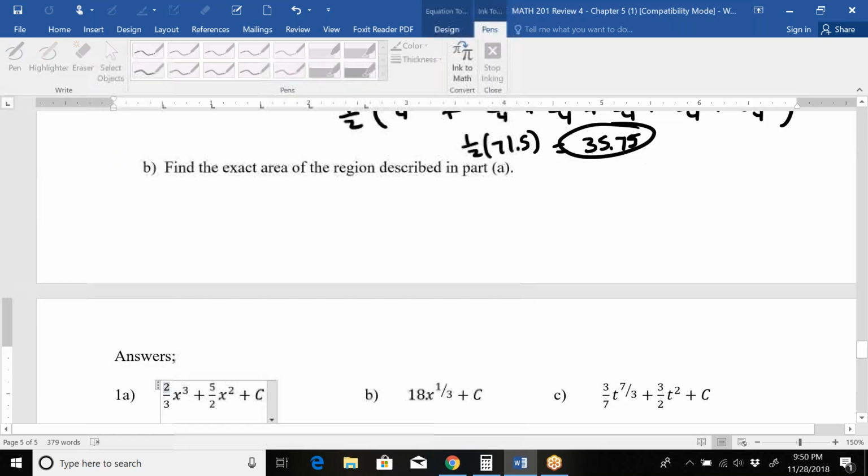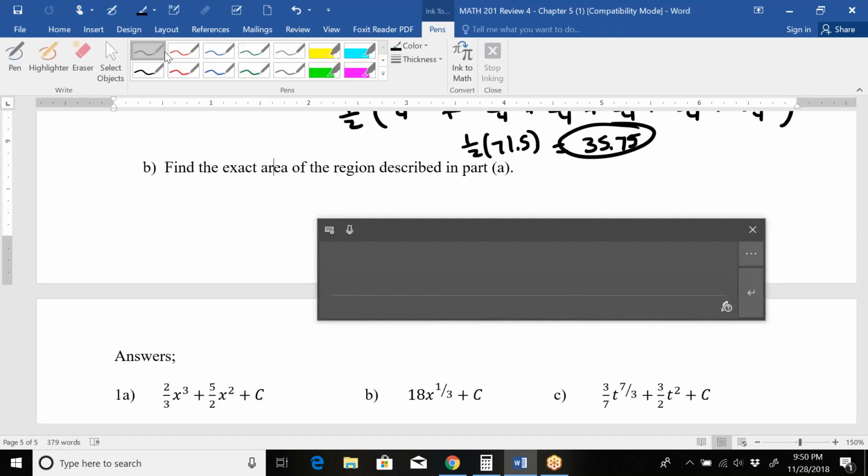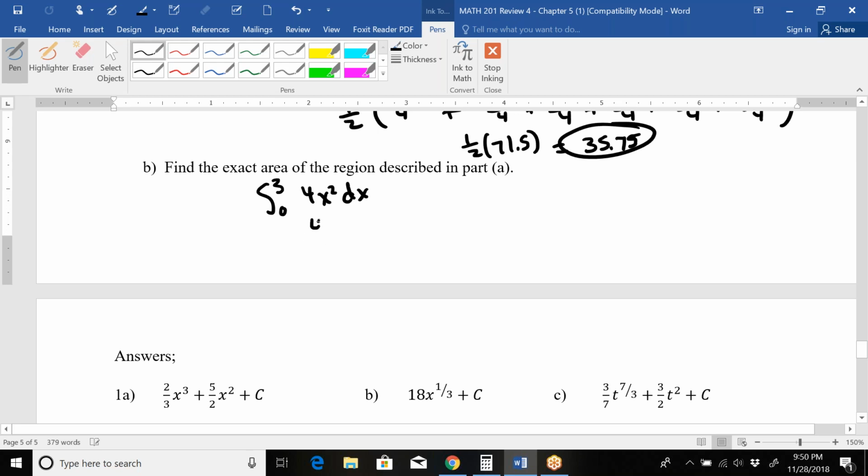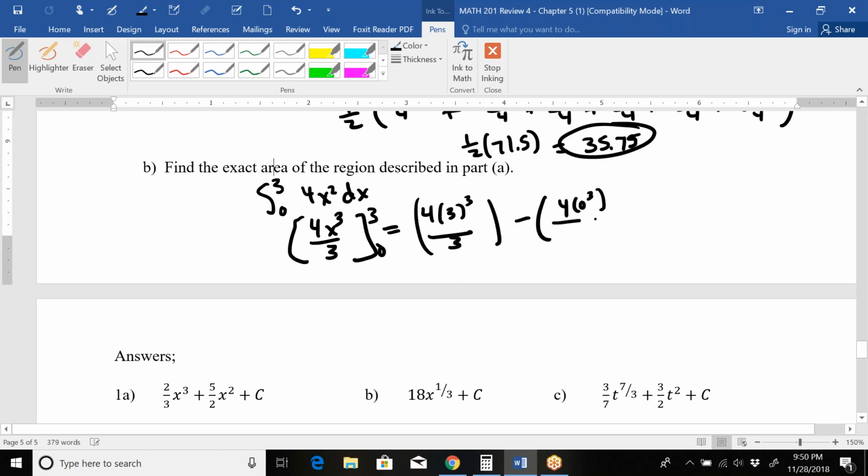To find the exact answer, we do the indefinite integral. We essentially just do the integration and we evaluate it from 0 to 3, which was our closed interval. So we do the definite integral, I should say. So 0 to 3 of 4x squared dx would be 4x cubed over 3 from 0 to 3. So that is 4 times 3 cubed over 3 minus 4 times 0 cubed over 3. 3 cubed is 27, and then you divide it by the 3 on the bottom. That makes it 9. So that's just 36. This turns into 0. So 35.75 is a pretty close approximation to the 36 using the midpoint rule.